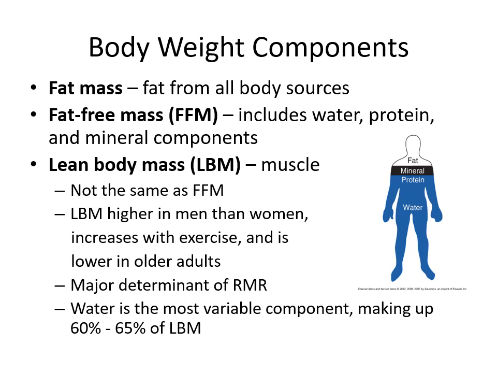So we have fat mass, which accounts for fat from all body sources, fat-free mass, which includes water, protein, and mineral components. Now you'll also hear lean body mass, which is focused on muscle, which is not technically the same as fat-free mass. So lean body mass is going to be higher in men than women. It's going to increase with exercise, and it's going to be lower in older adults. Now it is one of our major determinants of RMR, but water is our most variable component, making up 60 to 65% of the lean body mass.